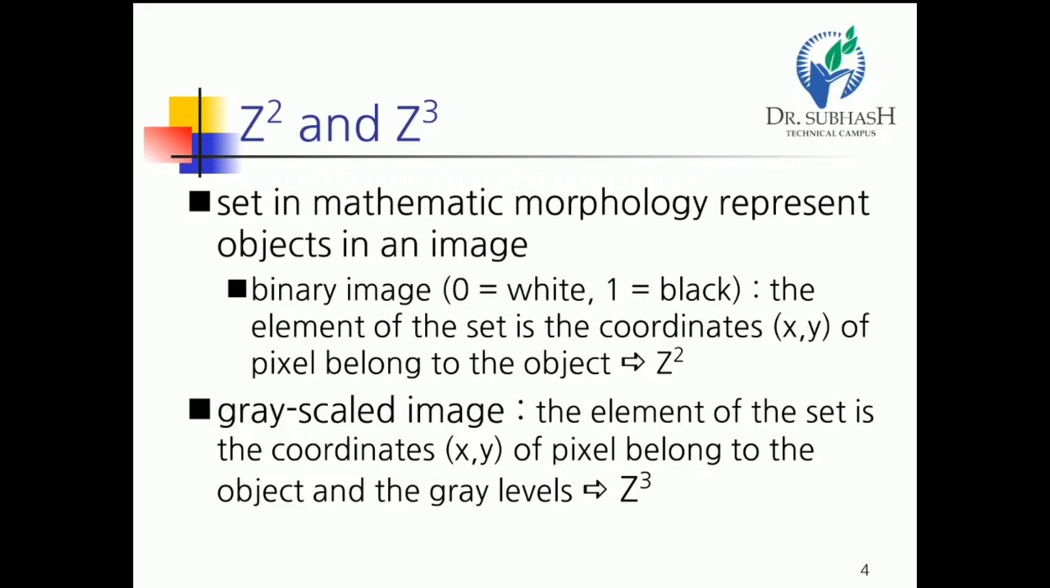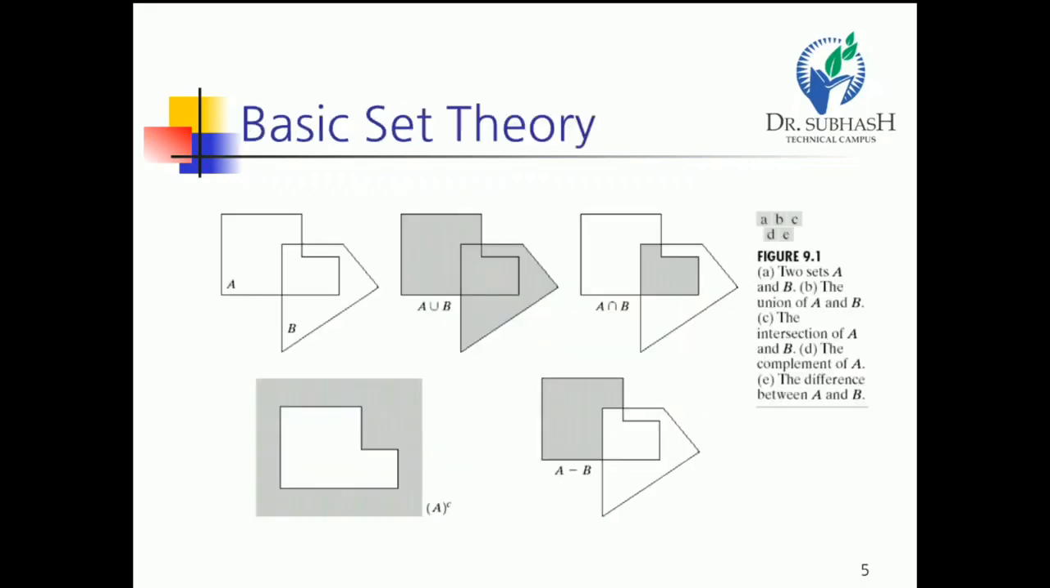The elements of the set are the coordinates x and y of the pixels that belong to the object, and that is known as Z2. And in Z3, the image can be represented as a grayscale image. The element of the set is the coordinate x, y of the pixel belonging to the object, and the gray level, that can be represented as Z3 elements. This is the basic set theory.